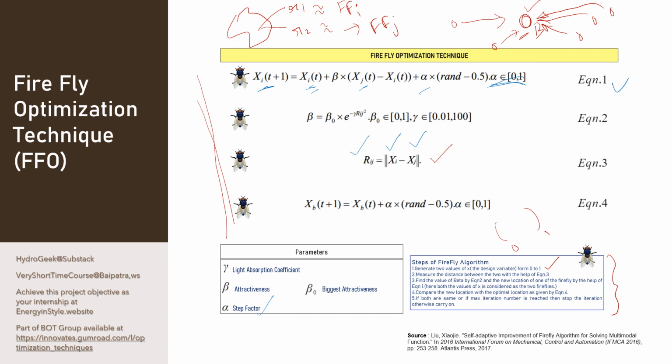And this belongs to a set of real numbers where the minimum value is 0 and the maximum value is 1. So any value in between 0 to 1 can be assumed to be the value of alpha, and you can multiply it. This random function is a random value between 0 to 1. And the 0.5 is a constant value which is deducted from the random function. So this entire part is added to avoid local minima.